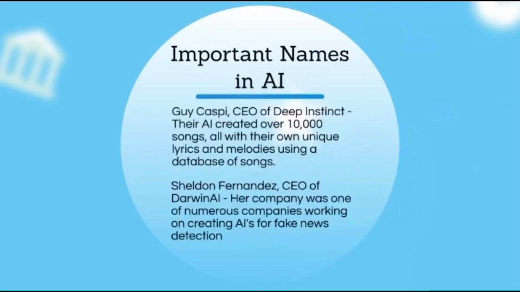There are a lot of notable names in AI. For example, you've got Guy Caspi, who is the CEO of a company called Deep Instinct. Their AI created over 10,000 songs, all with their own unique lyrics and melodies, using only a database of songs it was given to listen to. Another notable name is Sheldon Fernandez, who's the CEO of Darwin AI. His company is one of numerous that is creating AIs to detect fake news. So they're trained to detect and report any fake news found on any news sites or news databases.